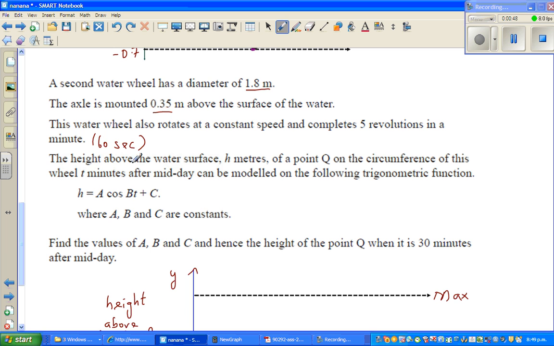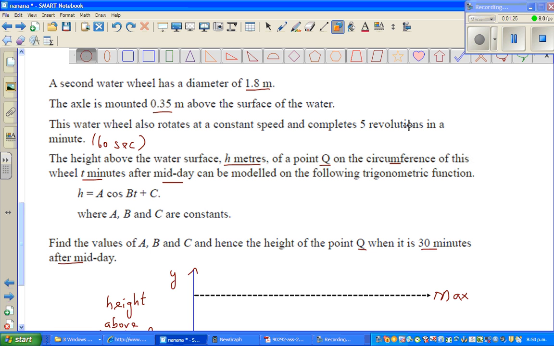Okay, the height above the water surface h meters of a point Q on the circumference of this wheel t minutes after midday can be modeled on the following trigonometric function. H is equal to this, which is a cos bt plus c, where a, b, c are constants. You need to find a, b, c, and hence find the height of point Q when it is 30 minutes after midday. Okay, now when you think of a wheel, let me draw a wheel to explain what I mean.